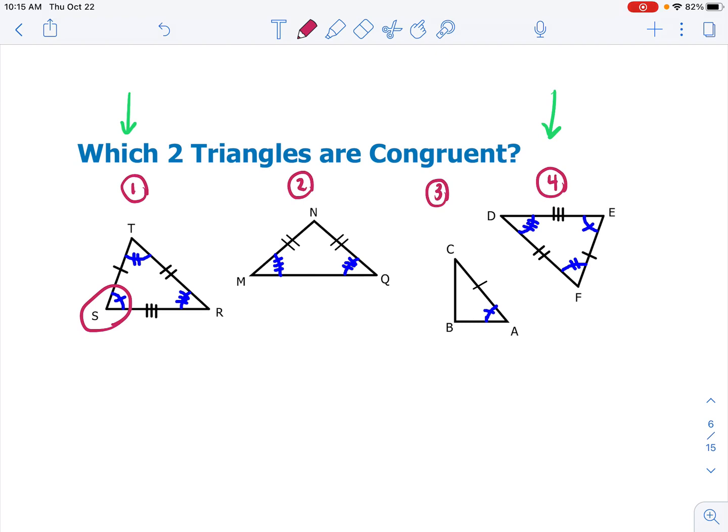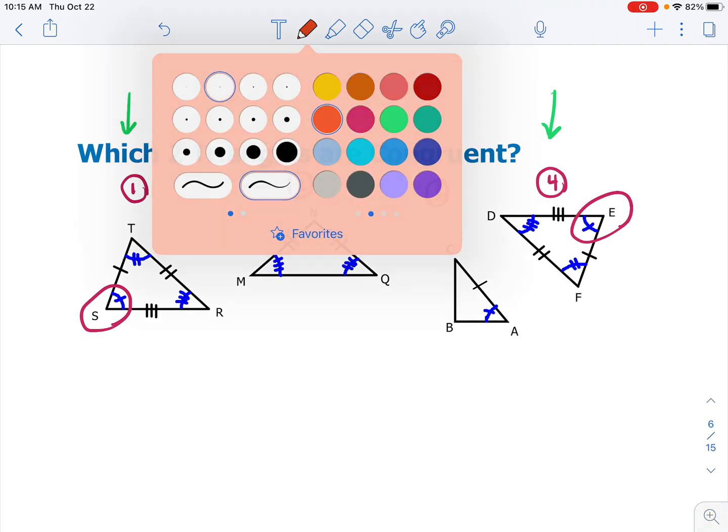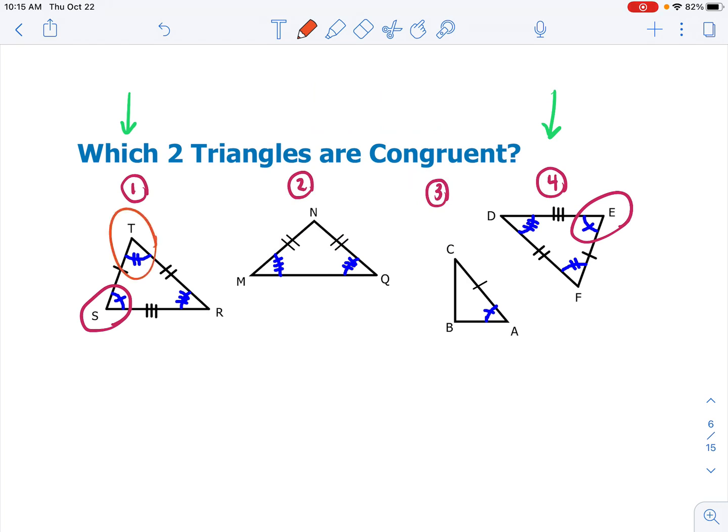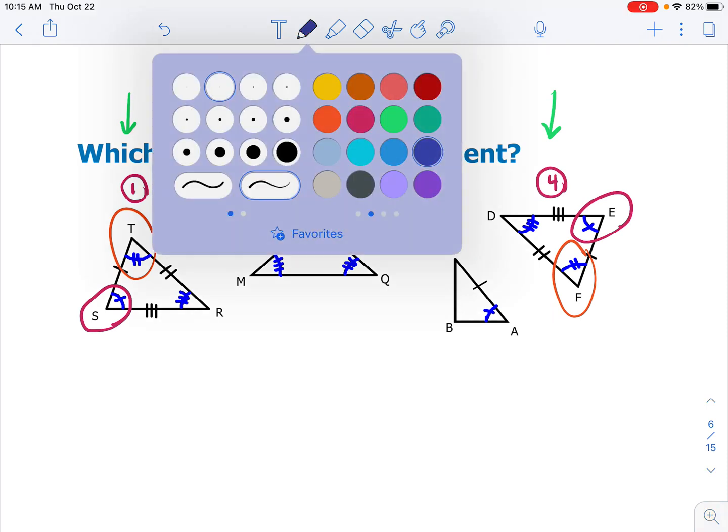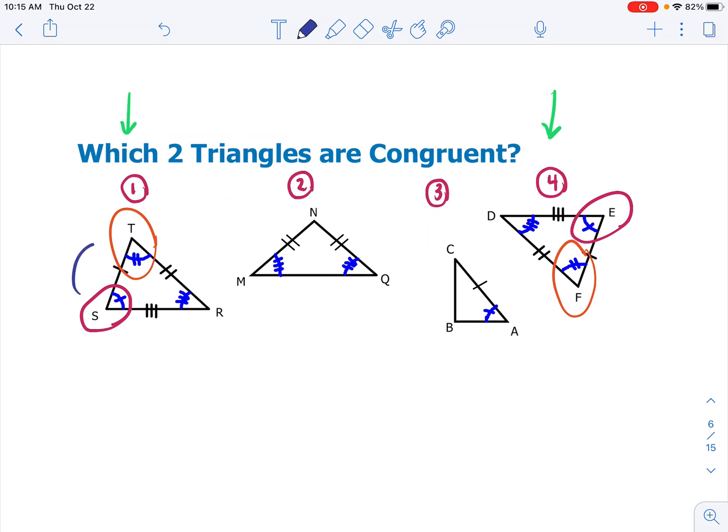So I'm going to circle the single tick mark angle in number 1. I'm going to circle the single tick mark angle in number 4. So that means angle S and angle E match up. Then I'm going to look at the double tick mark angle. T and F match up. So how we state that these triangles are congruent, if I said triangle STR, I could say that's congruent to triangle EFD.